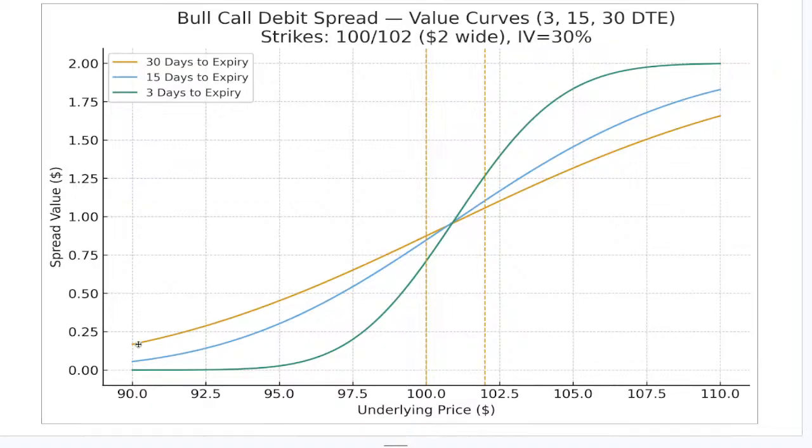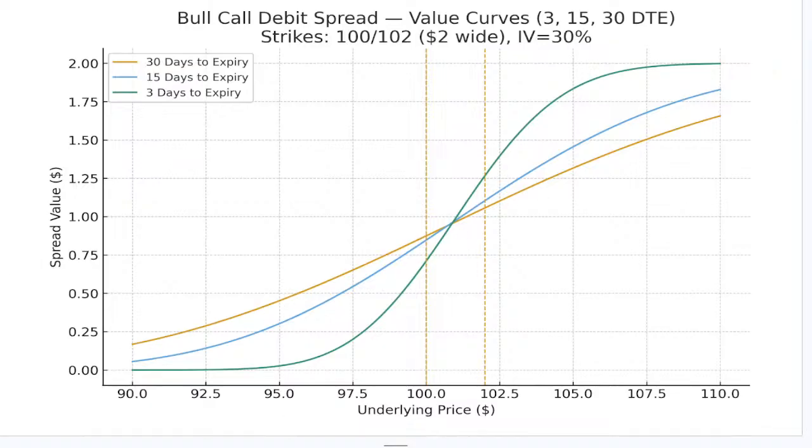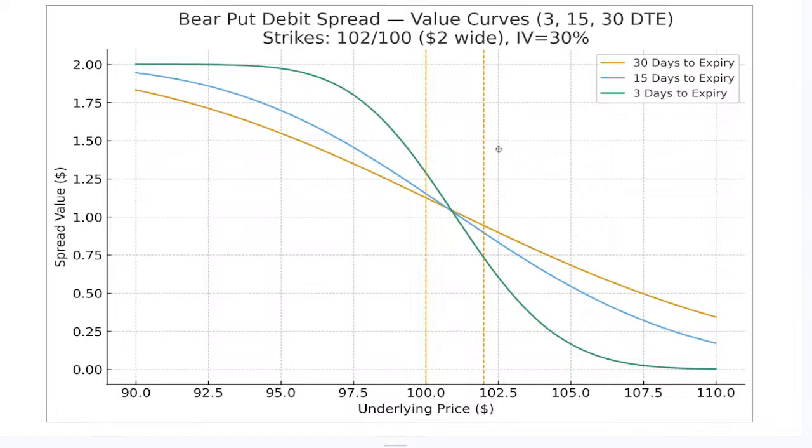Okay, so from here it will be the same. Bear put spread, $2 strike. You buy a put at 102, you sell a put at $100, $2 strike.